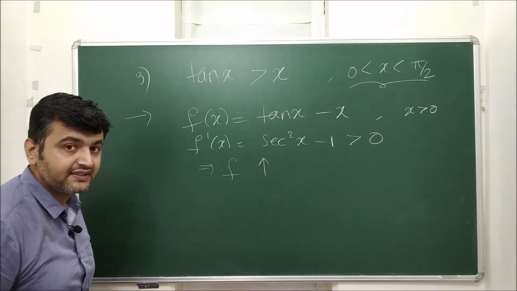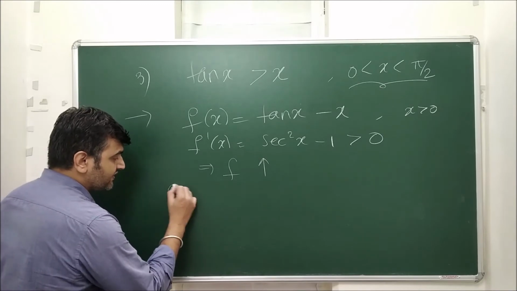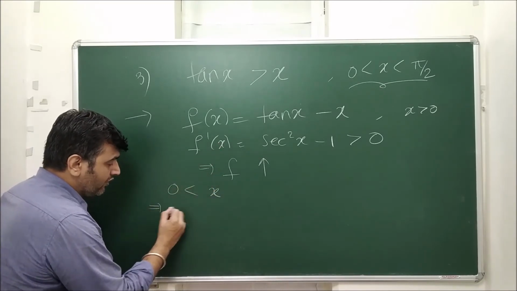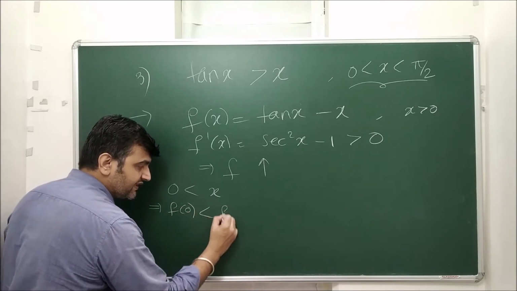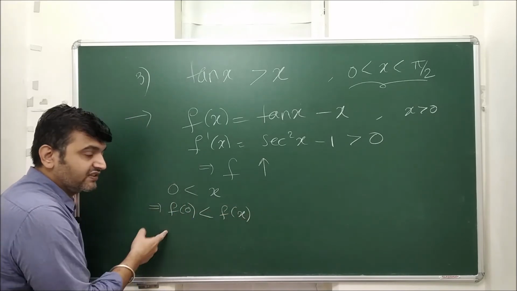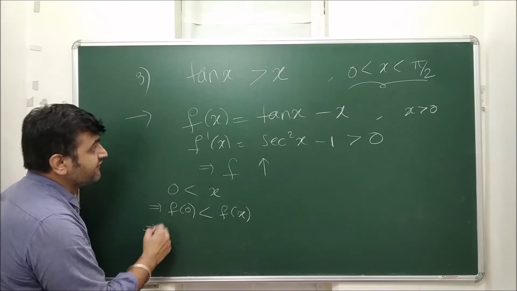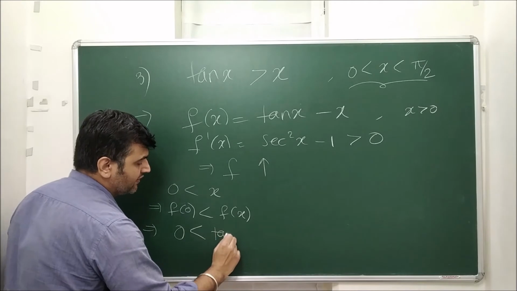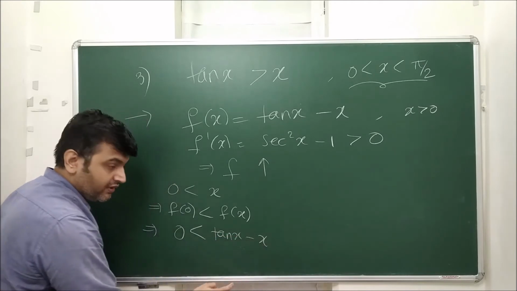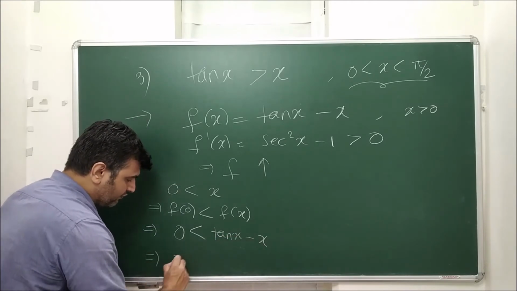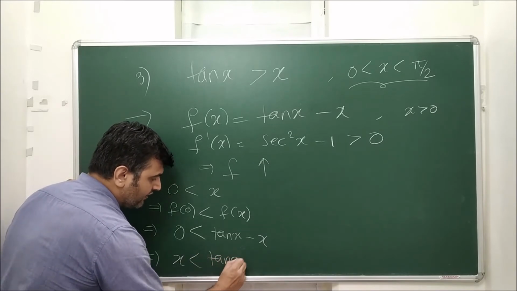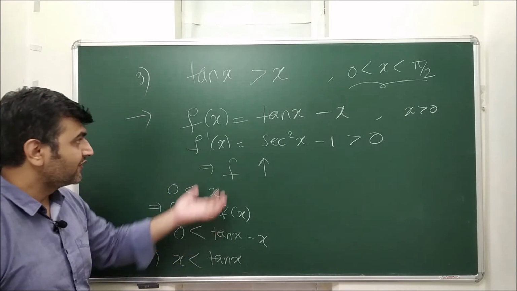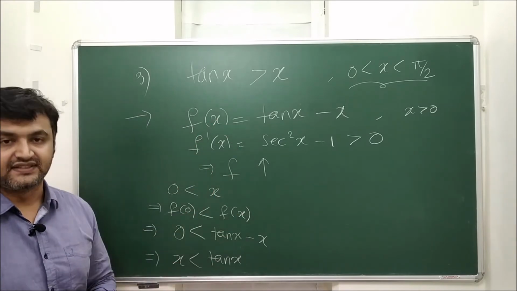Your function is increasing. So now, as 0 is less than x, which is given to us, therefore your f of 0 will also be less than f of x, because your function is an increasing function. But what is f of 0? Tan 0 minus 0, which is 0. What is f of x? Tan x minus x. You bring x on this side, so what I have? x is less than tan x. Okay, so that's how one can use the trick of increasing decreasing.